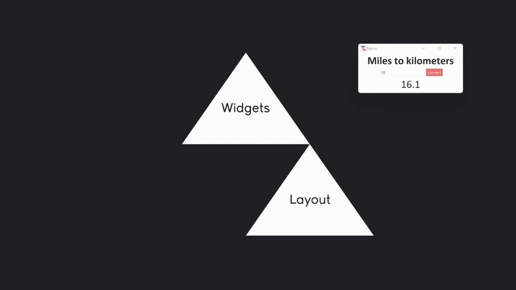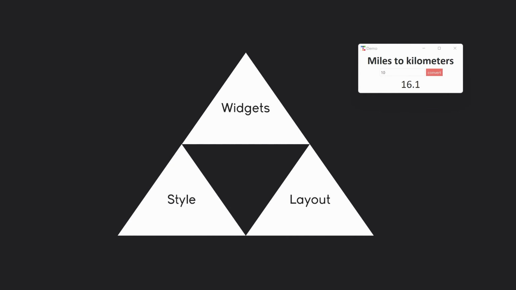Besides that, we have layout. This one determines how the widgets are arranged on the window. For example, in the app you can see here, we have a top-down arrangement where we have three different rows. And then inside of the middle one, we have two different columns, one for the entry field and one for the button. This would be a very simple layout. Obviously, you can make much more complex ones.